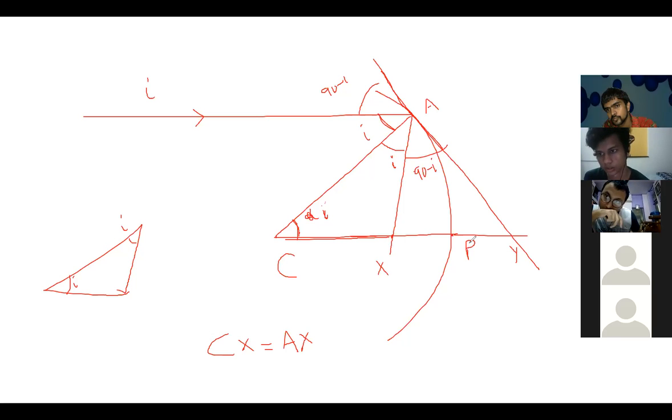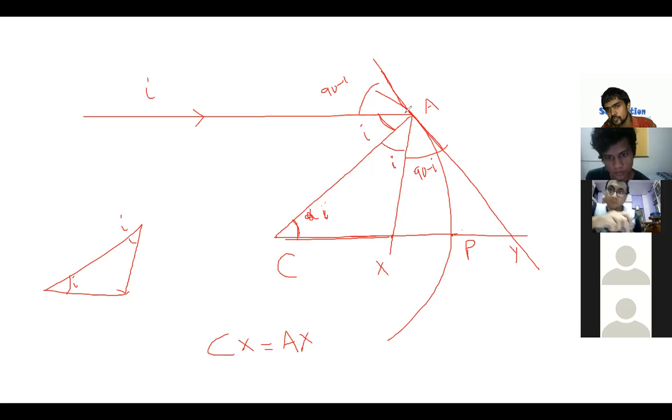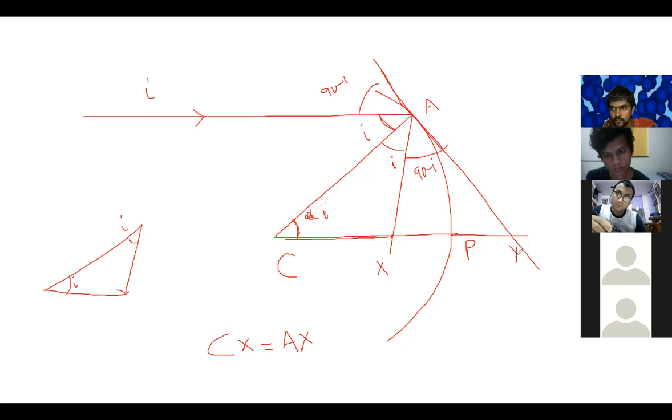Sir, what is the question? How can I find the relationship between Px and Ax? Sir, I didn't understand why you're assuming P and Y to be the same. Because A is almost close to P, no? So Py will be almost 0.